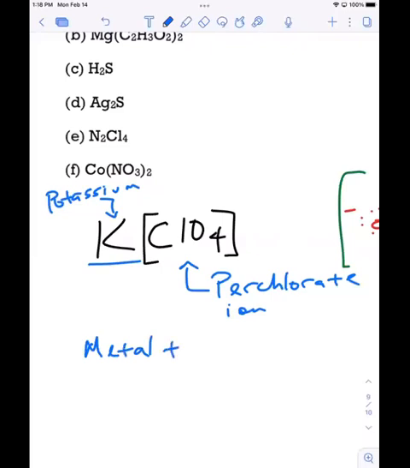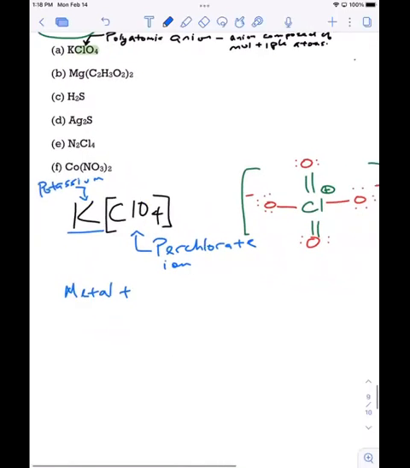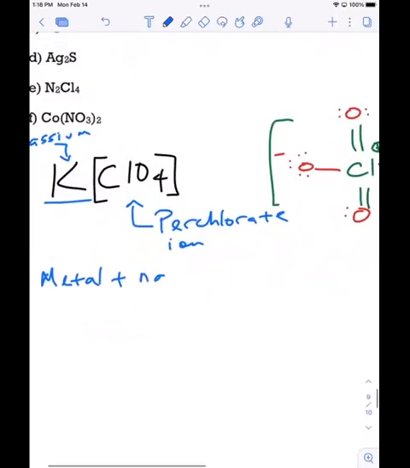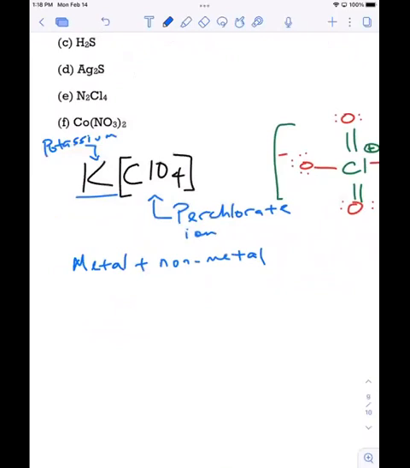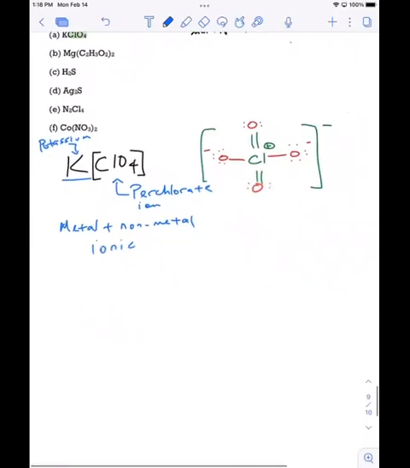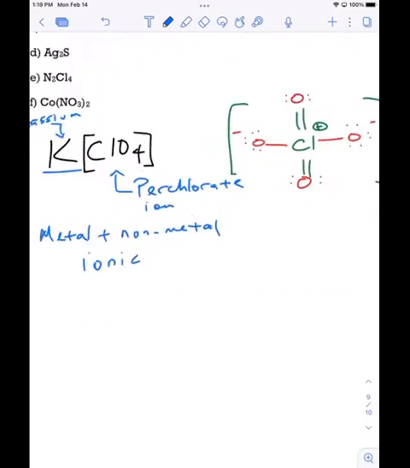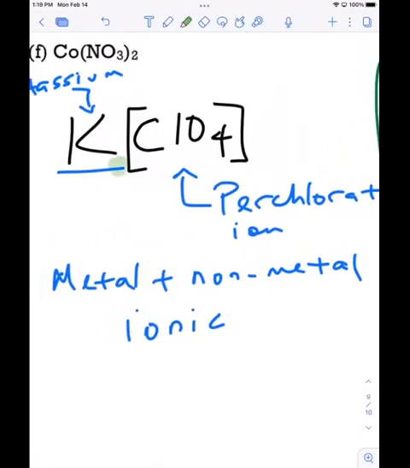This is a metal plus the perchlorate anion. Both chlorine and oxygen are non-metals, so this is a metal plus a non-metal. Right. So this compound is ionic. Now let's think about this. The perchlorate has a -1 charge and potassium is a group 1 element and a metal. If you remember, these subscripts down here, even though I don't have them shown, are understood to be 1.